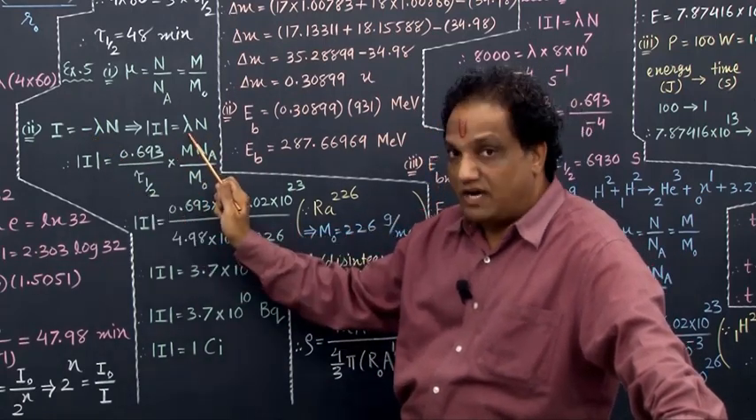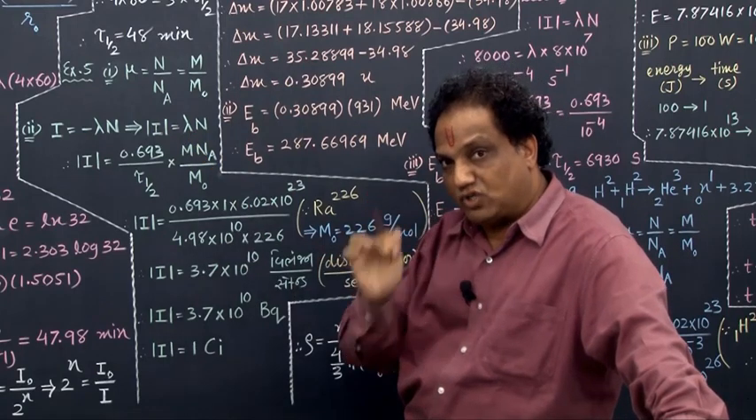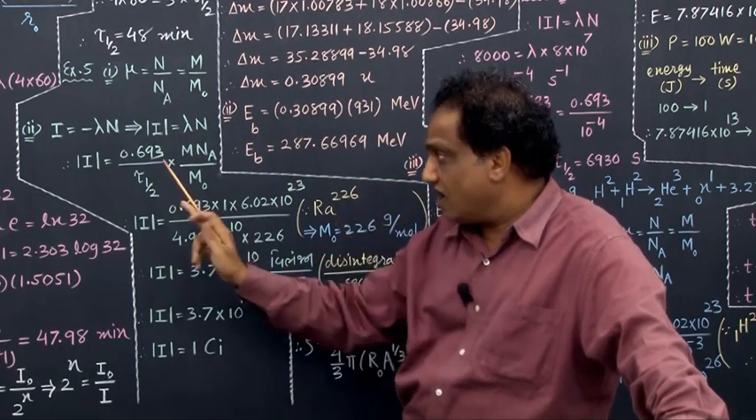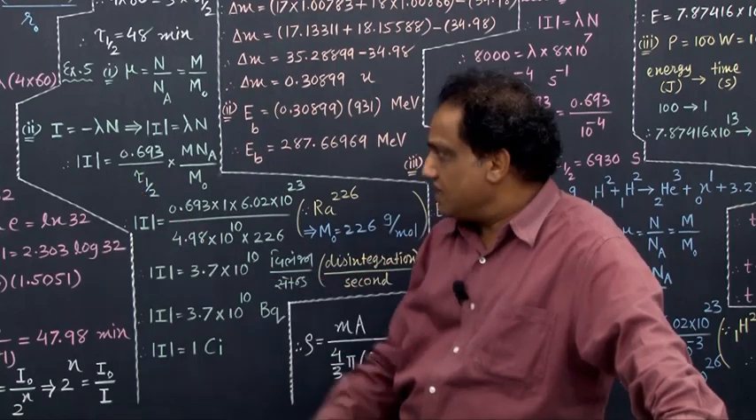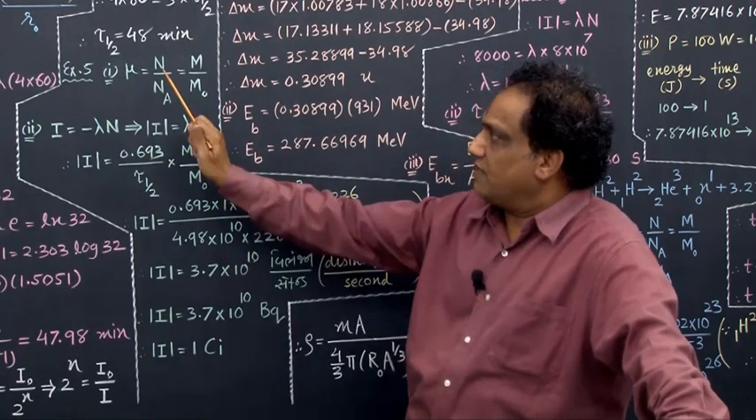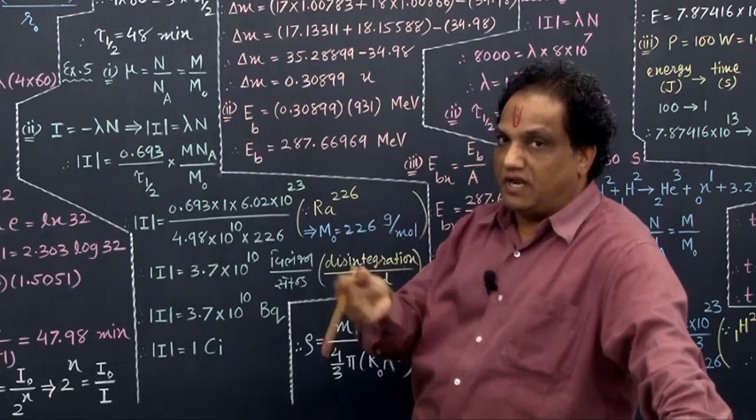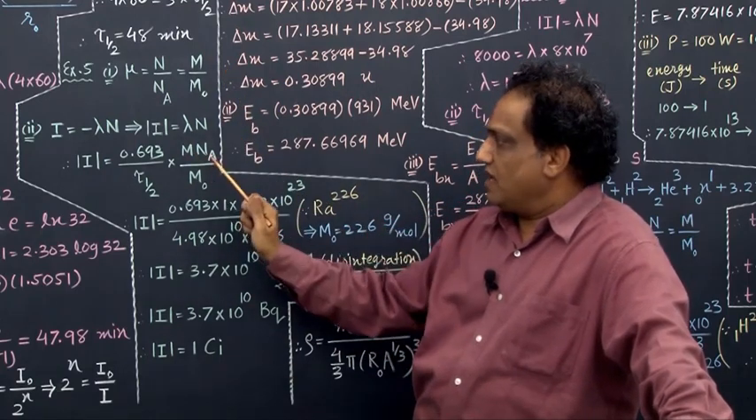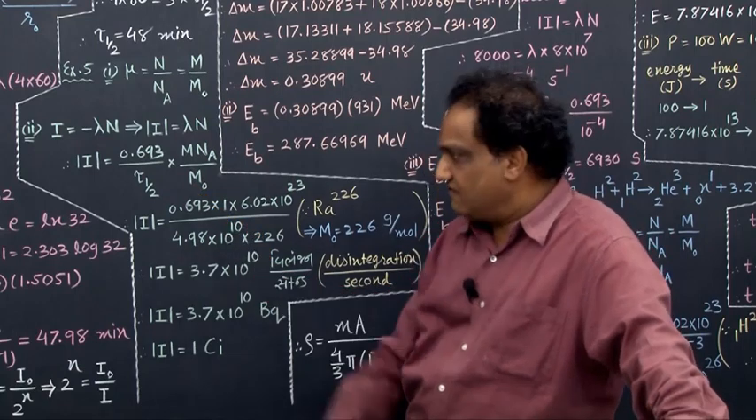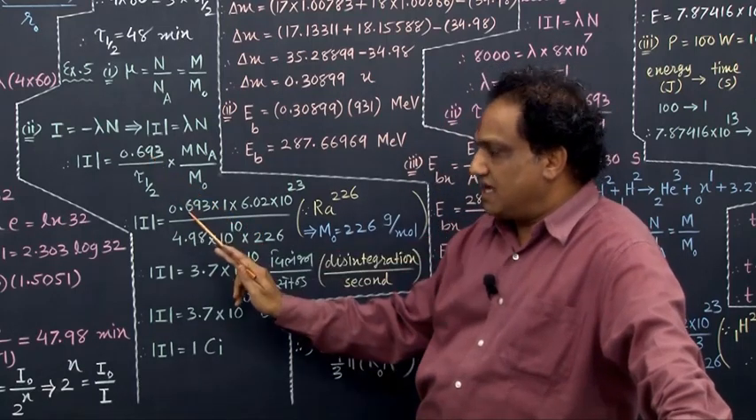What is the lambda formula? In terms of half-life, lambda equals 0.693 upon tau half, into capital N. What is capital N from here? M into Na upon M0. Correct? Fine. Now this 0.693 as it is.